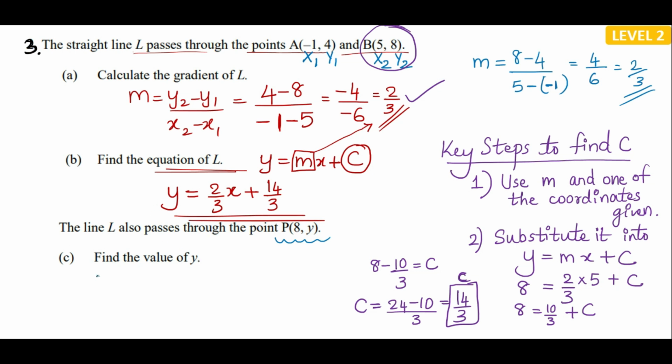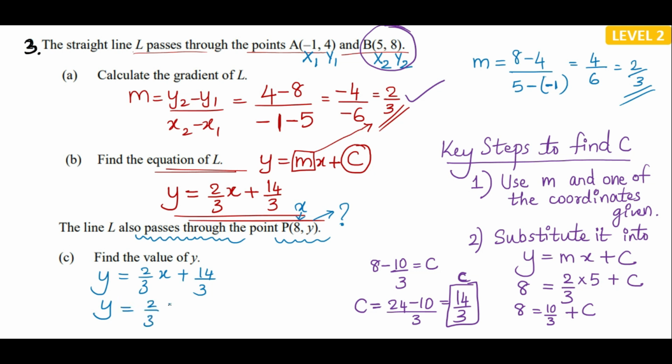Now we have found the equation for the line L, which is y equals 2 over 3x plus 14 over 3. And they have given the condition that the line passes through the point P(8, y). That means this equation should satisfy this condition when the value for x is 8 and y is what you're going to have to find. So I will substitute the value for x here to find y.